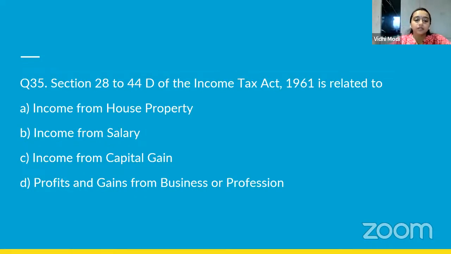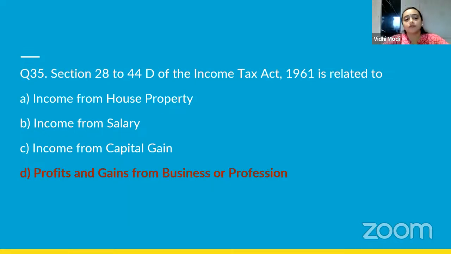All right. Section 28 to 44D of the Income Tax Act 1961 is related to. Again here the answer would be PGBP, which is profits and gains from business or profession.